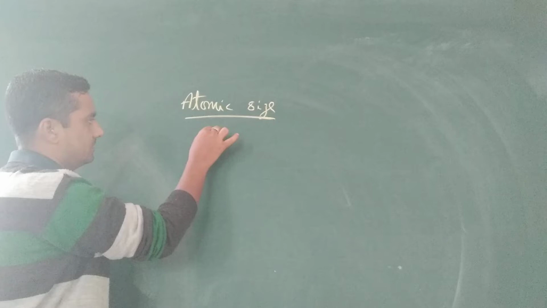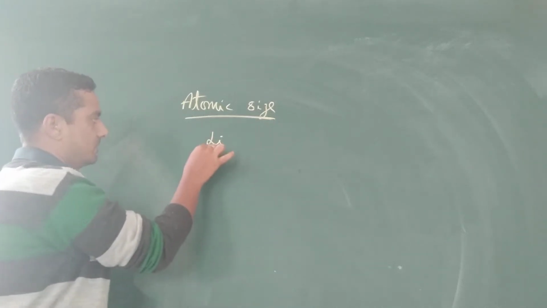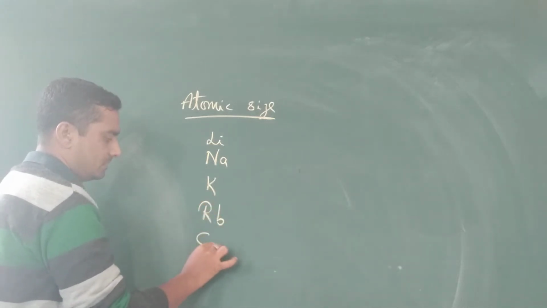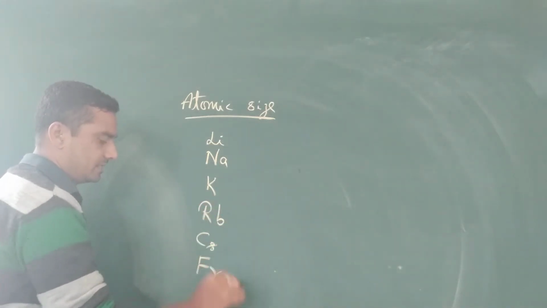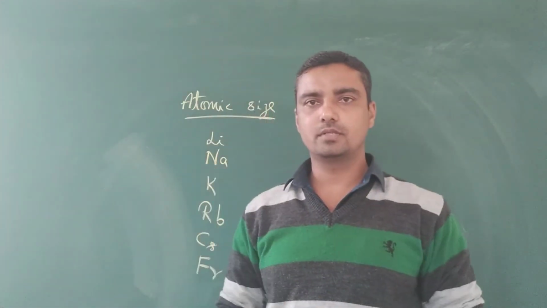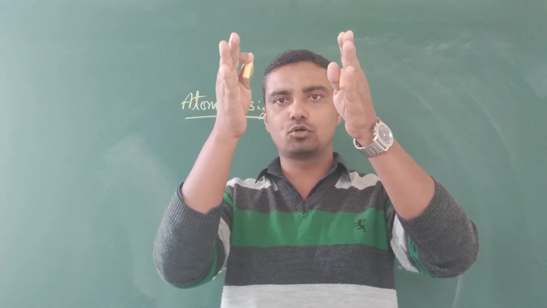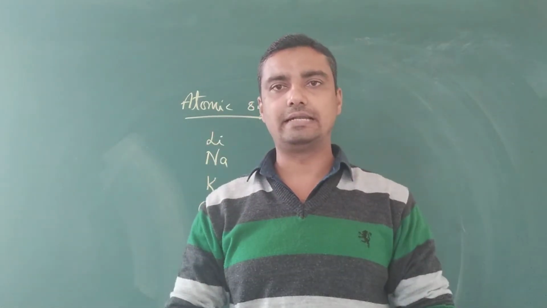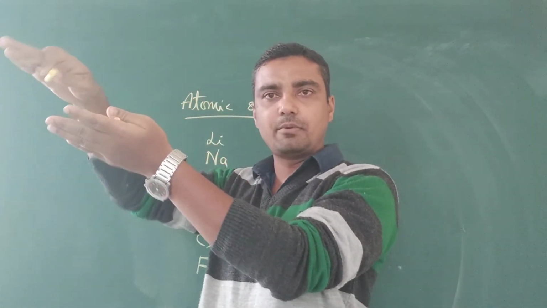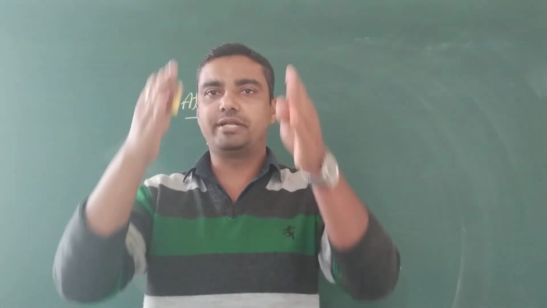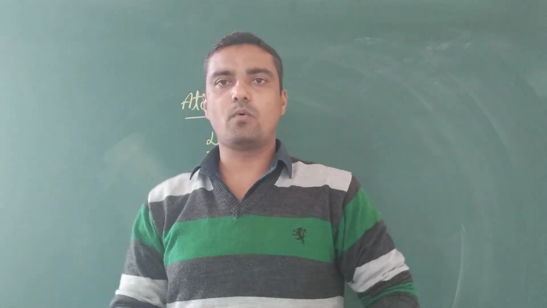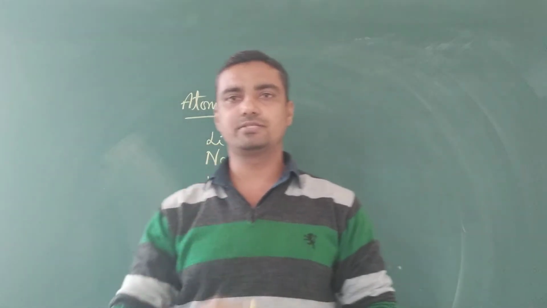For example, lithium, sodium, potassium, rubidium, cesium, and then francium. What about the size of the atom down the group? Whether the size of the atom increases or decreases down the group. And across the period, whether atomic size increases or decreases. If it increases, why does it increase? If it decreases across the period, why does it decrease? That we will study today.